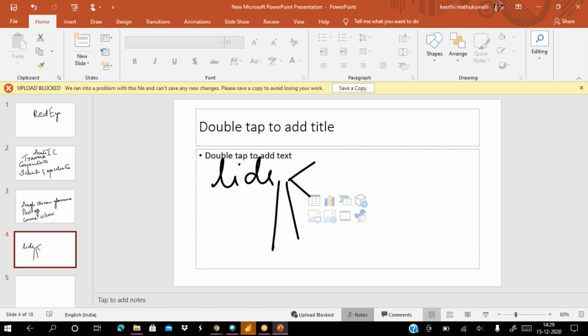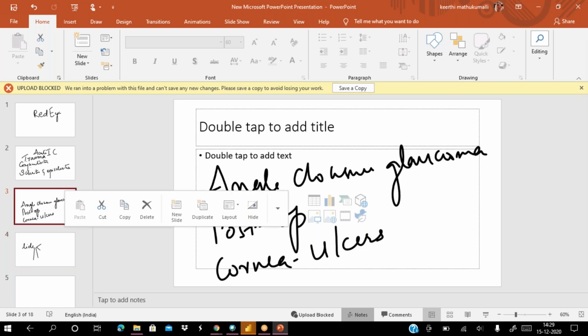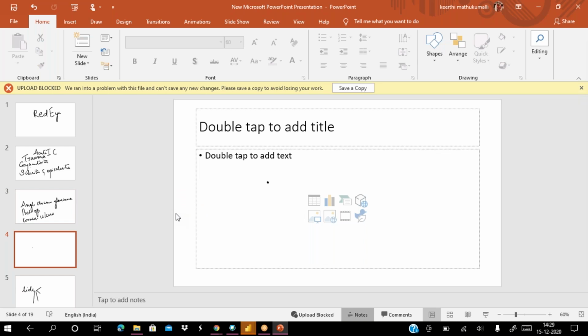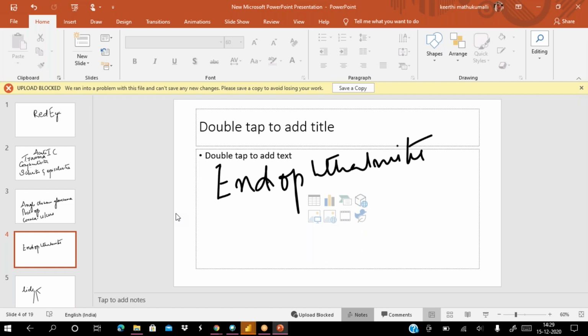So I'll just include one slide. You can speak out if you know anything else regarding lids, or do you know what endophthalmitis is? Does it have congestion? Yes or no? Yes, ma'am. Yeah, so in a similar way, anything else which causes congestion? So panophthalmitis, right?